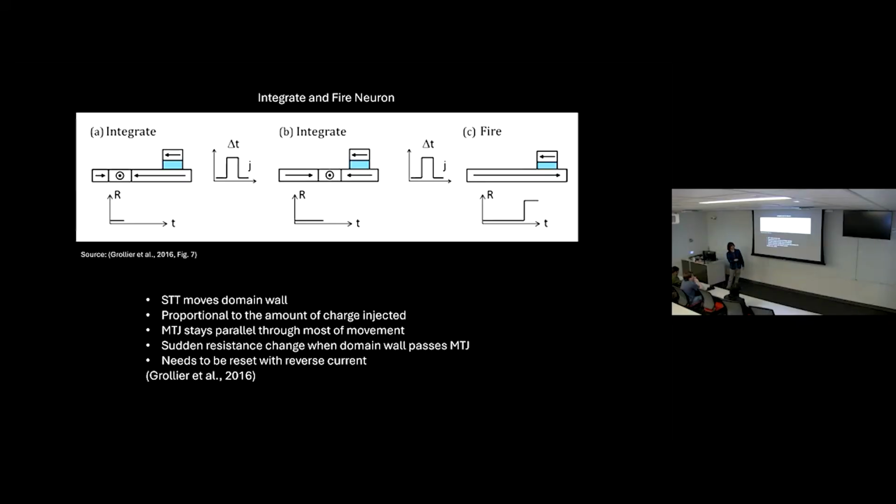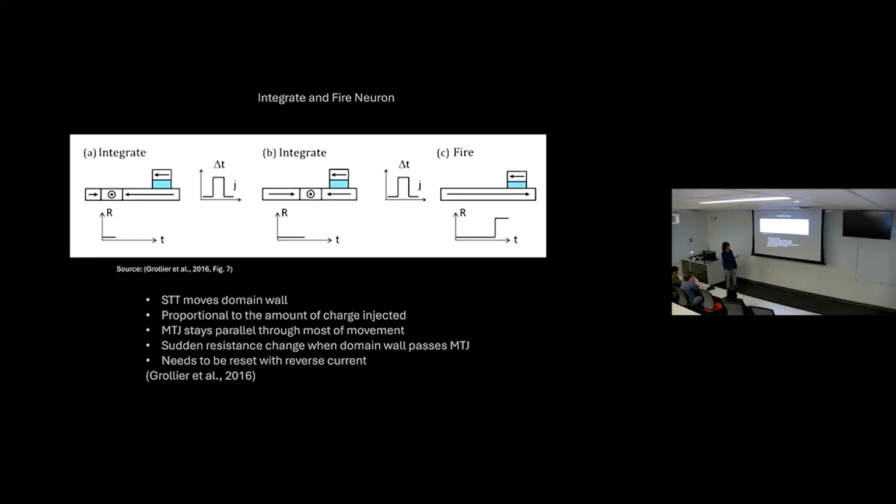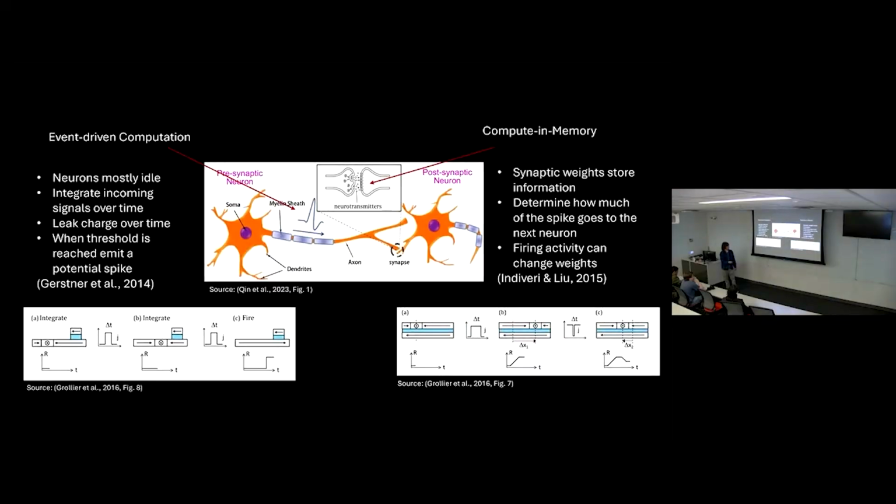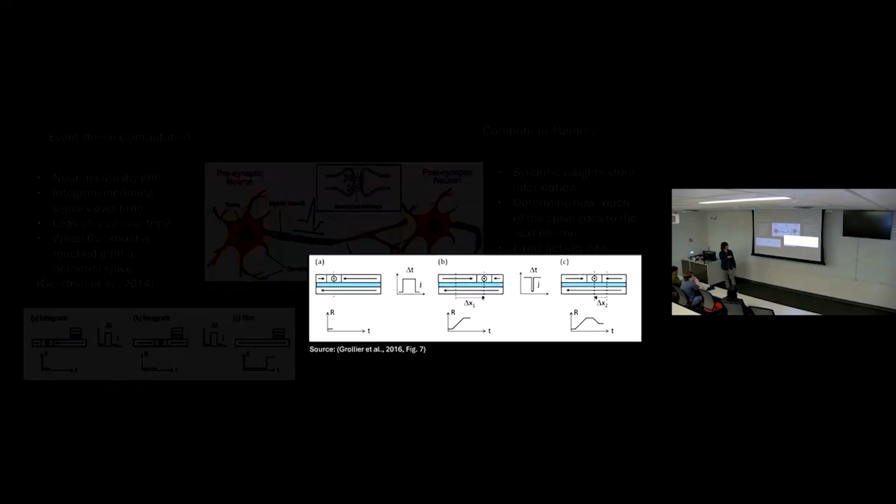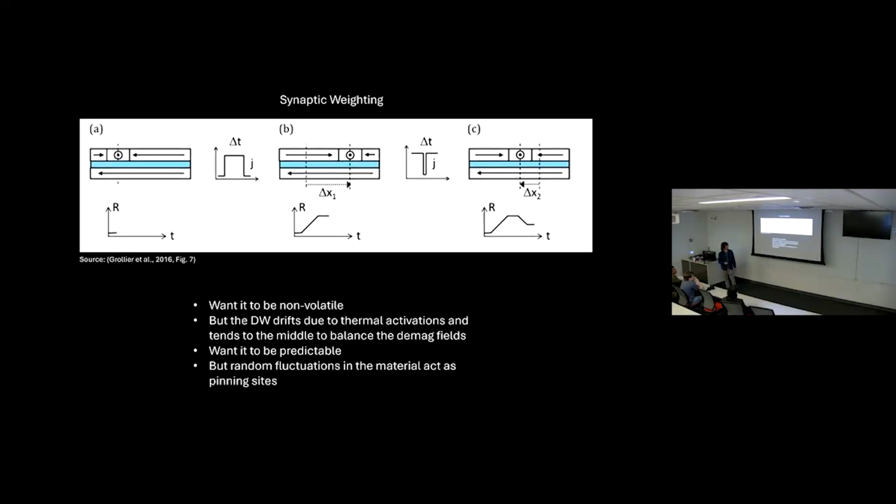And this can be attached to other circuitry for this jump in resistance to lead to a voltage spike. But there are some issues. For the synaptic weighting, we want it to be non-volatile, but the domain wall would naturally drift if this was just a regular smooth rectangle due to thermal activations, and it would tend to the middle, but we want it to stay where we put it.